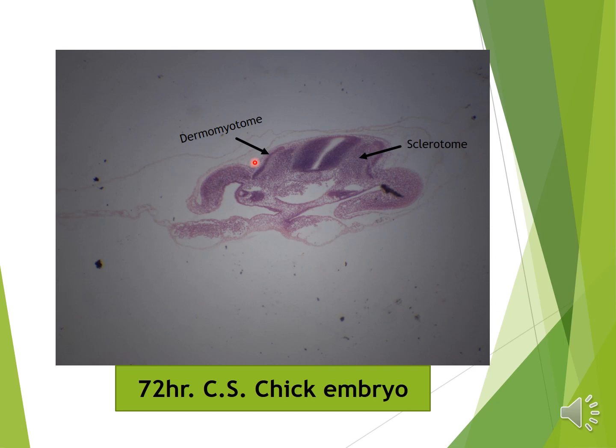Also in these cross sections or transverse sections, you can see the sclerotome, and this is the dermomyotome. The dermomyotome is the dorsal and lateral part of the somite, and the sclerotome is the ventral and middle part of the somite. The sclerotome is loose tissue, and the dermomyotome is dense tissue.